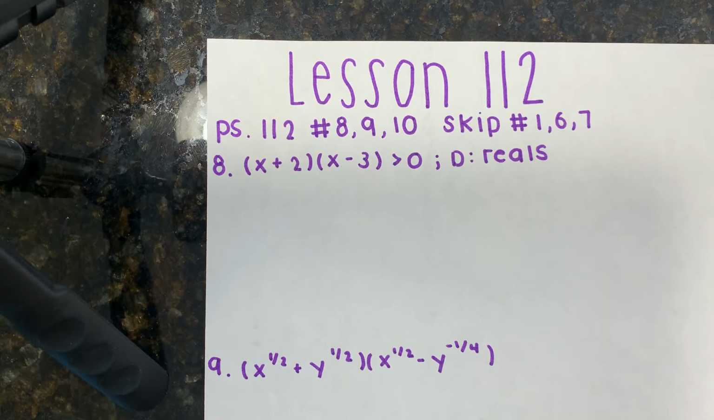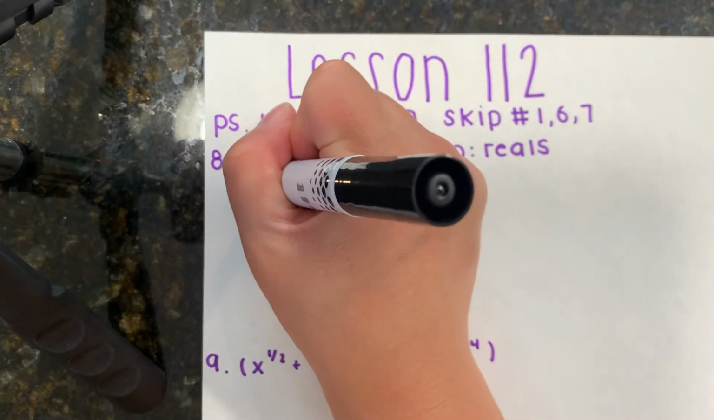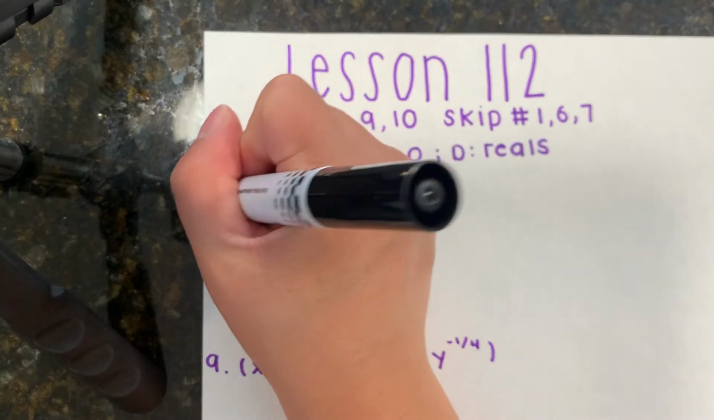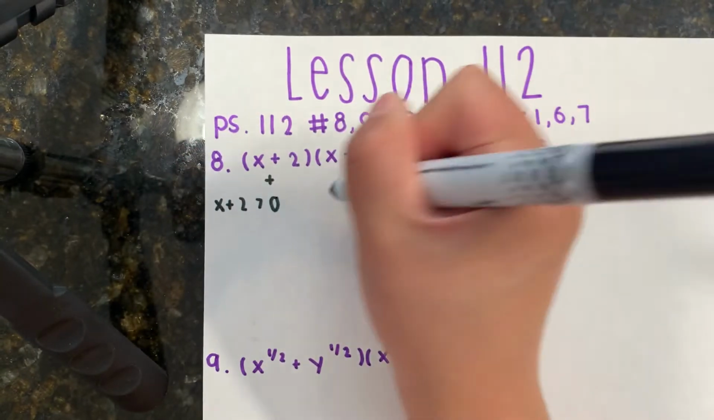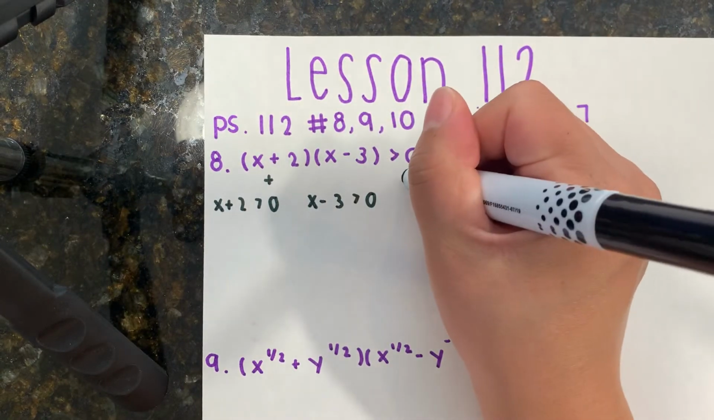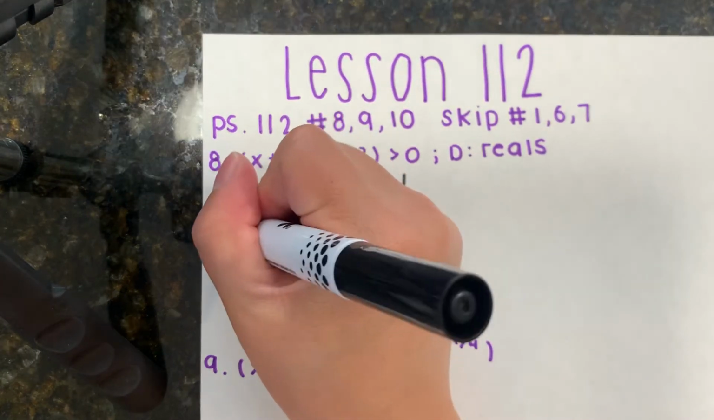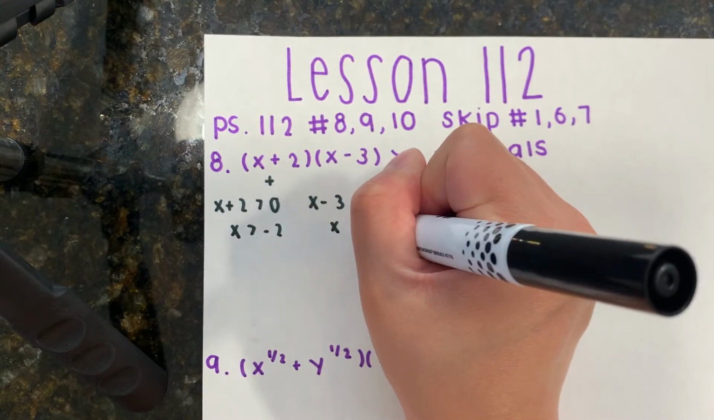So for the first one, I have to find the positive of the inequality and then the negative. So I'm going to set x plus 2 greater than 0, and then x minus 3 greater than 0. That would give me x is greater than negative 2, and then x is greater than 3.